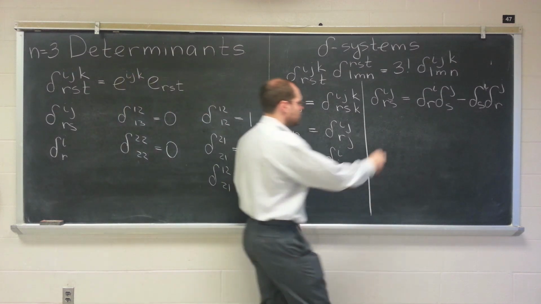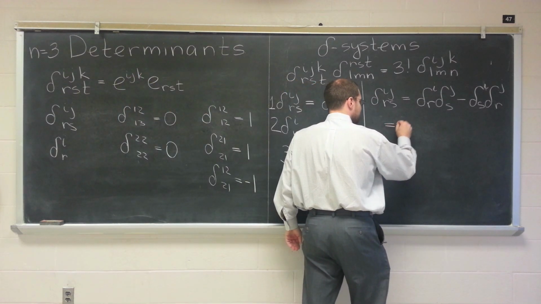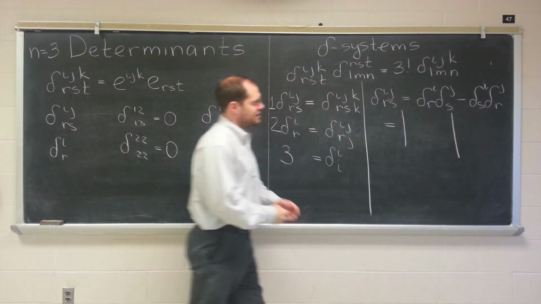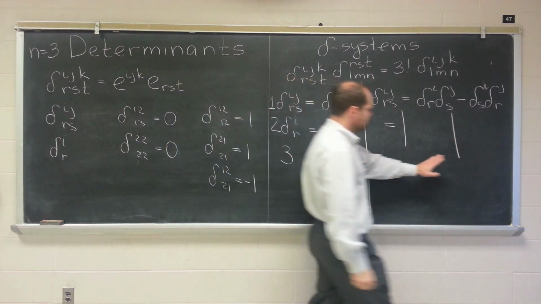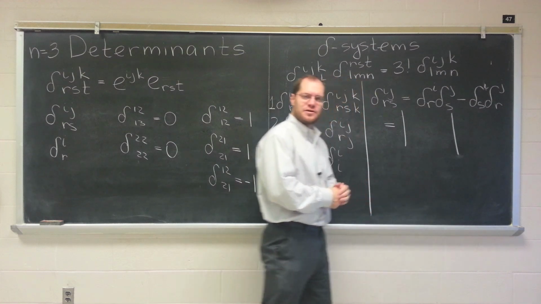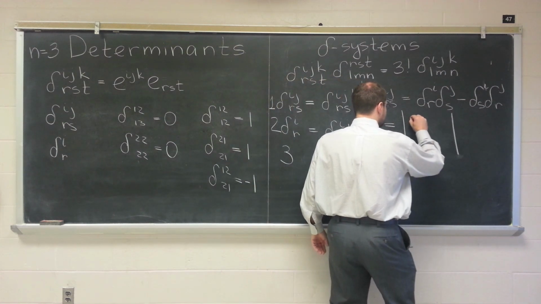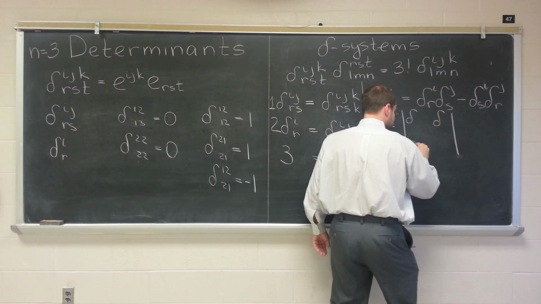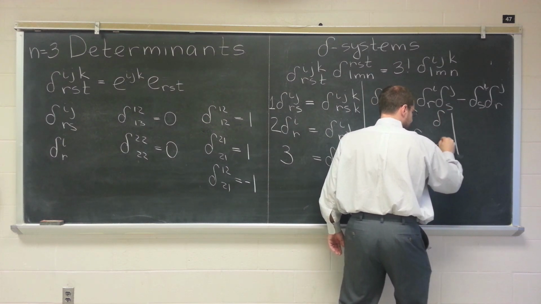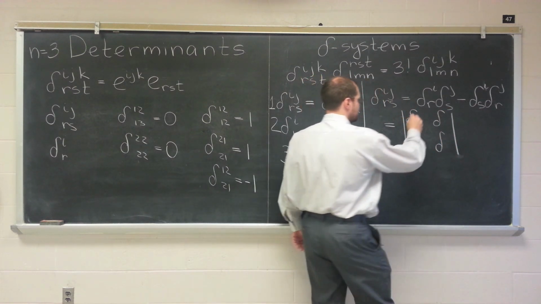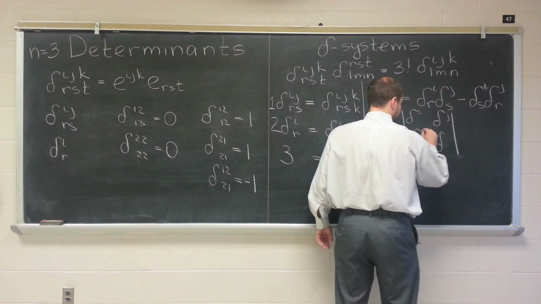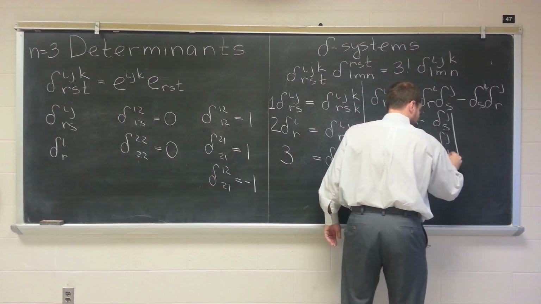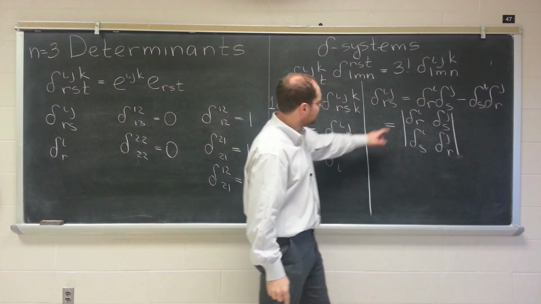Okay. Now, notice, there's no particular significance for the determinant appearing here. It's just a very good mnemonic device for remembering this formula. You can organize the Kronecker deltas in a 2x2 matrix. Like this. I, J, R, S, S, R. Let's see.